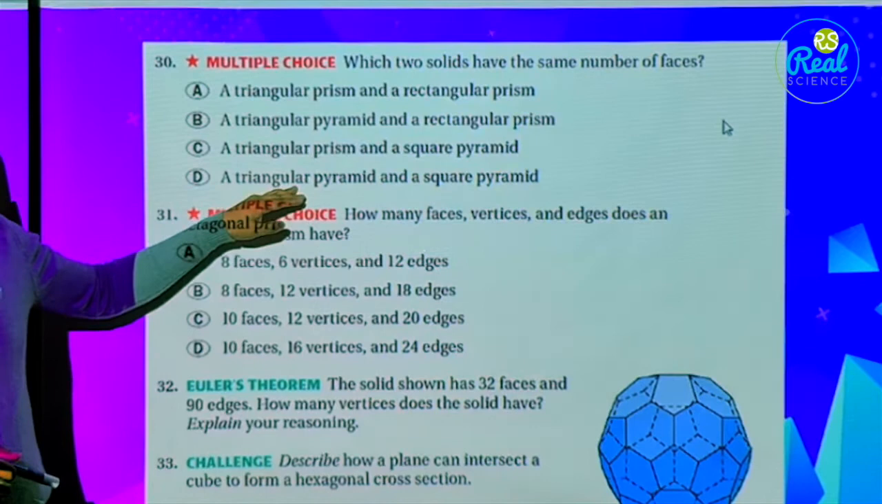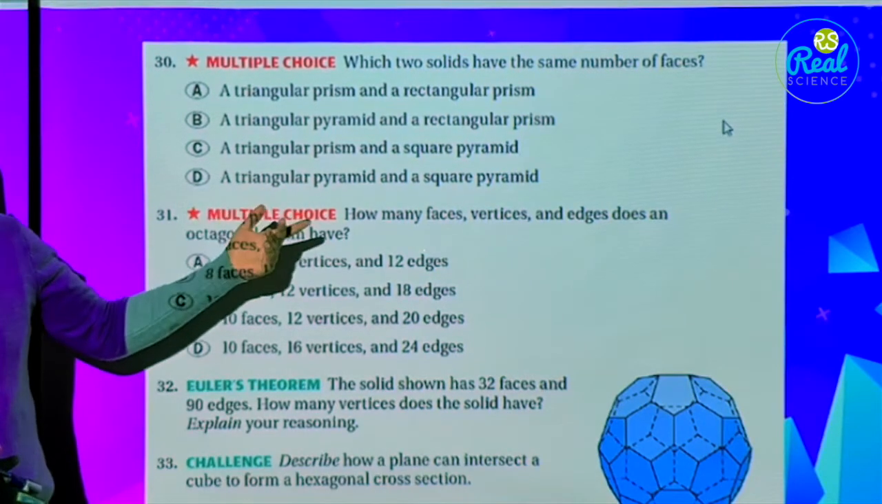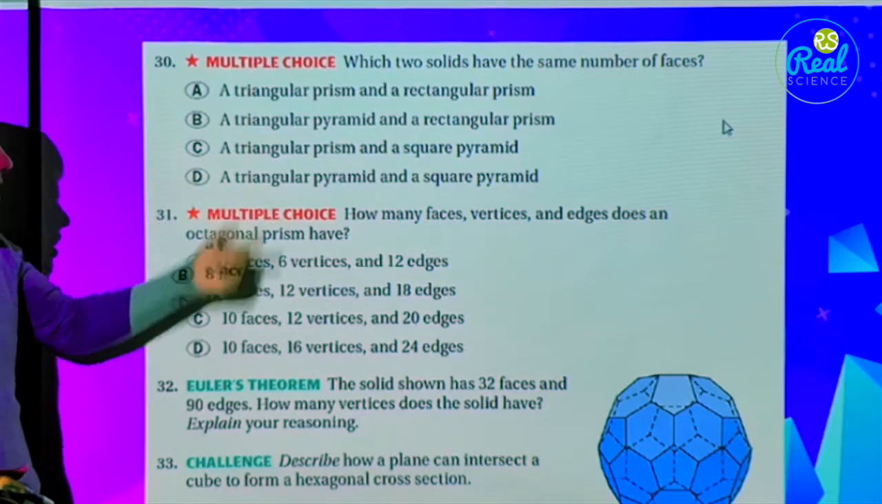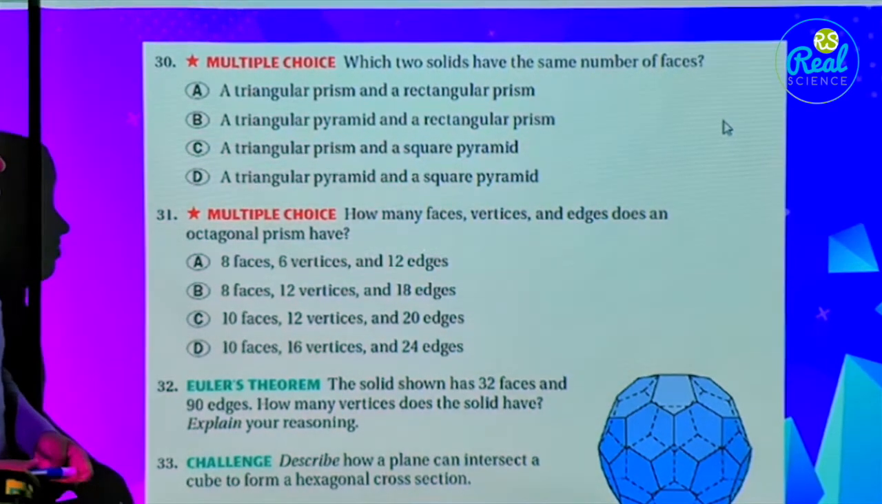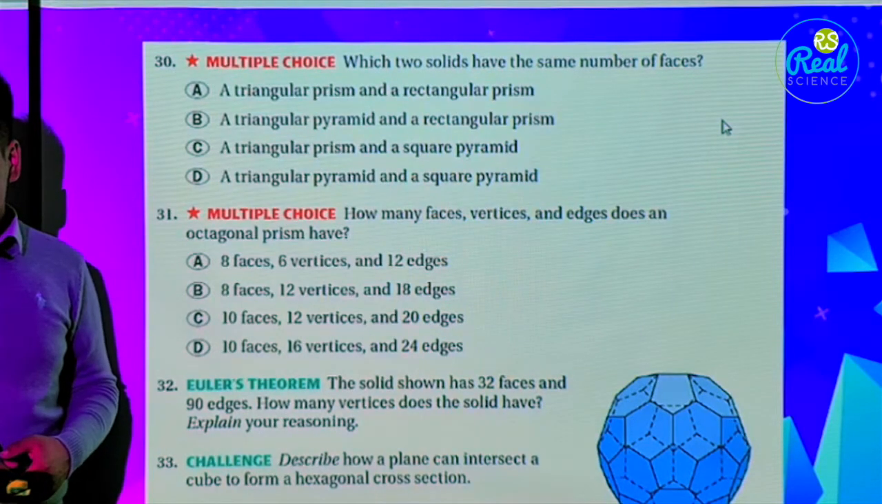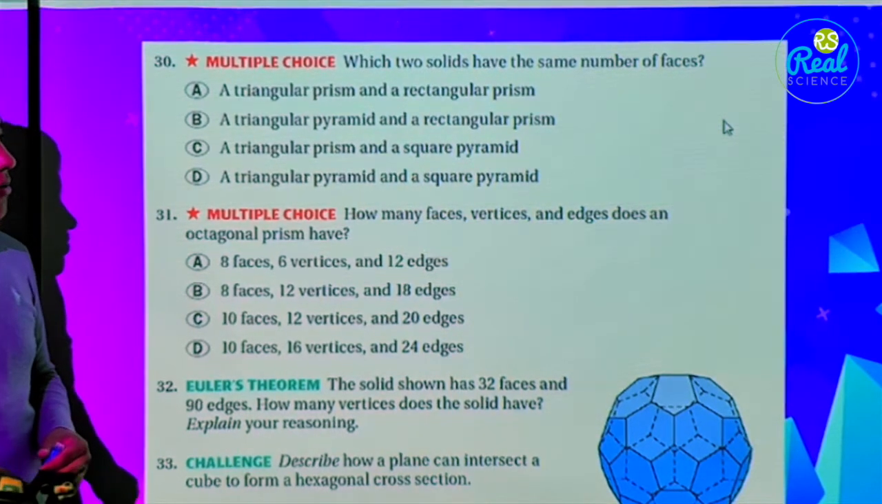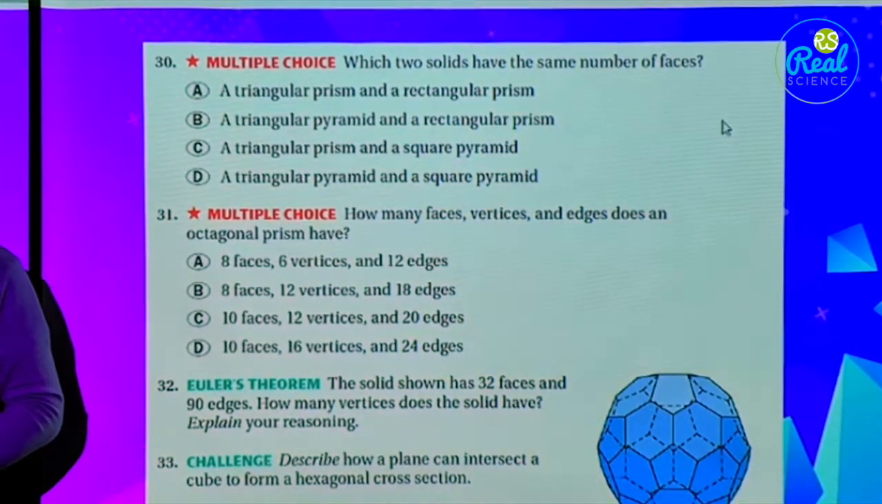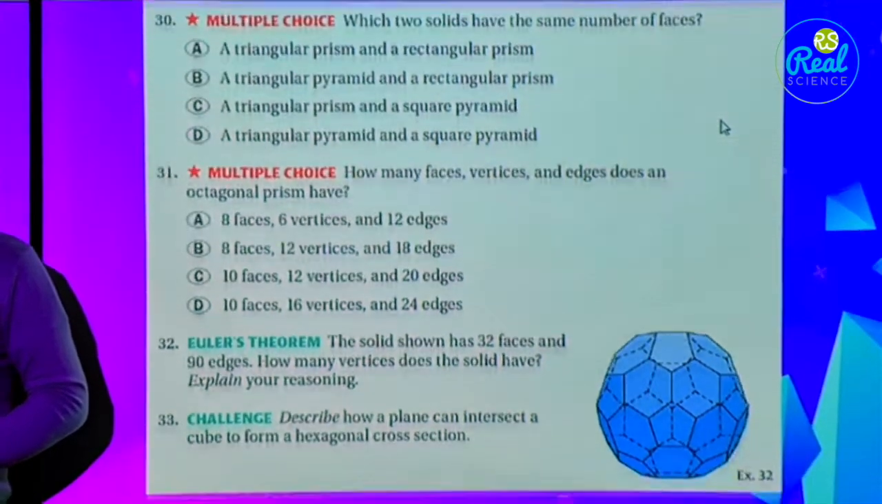Let's check D too, because we don't know. Perhaps it might be more correct than this one. We have to check it. A triangular pyramid and a square pyramid. Triangular pyramid, we said 4, and square pyramid 5. No, it's not correct. Sevara, do you have a question? No?